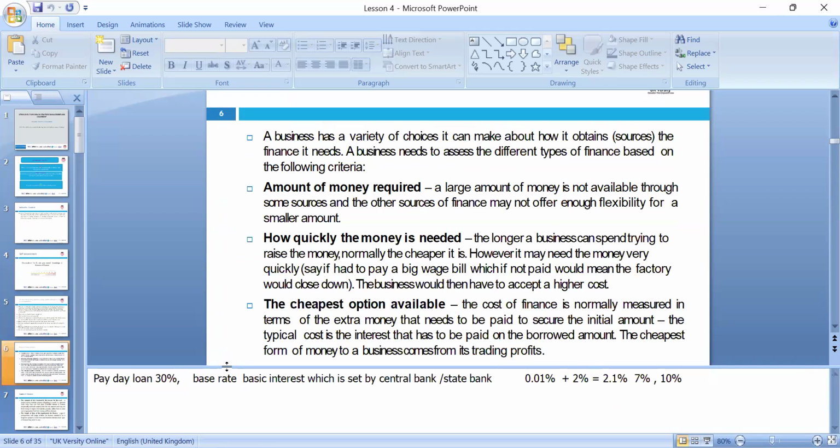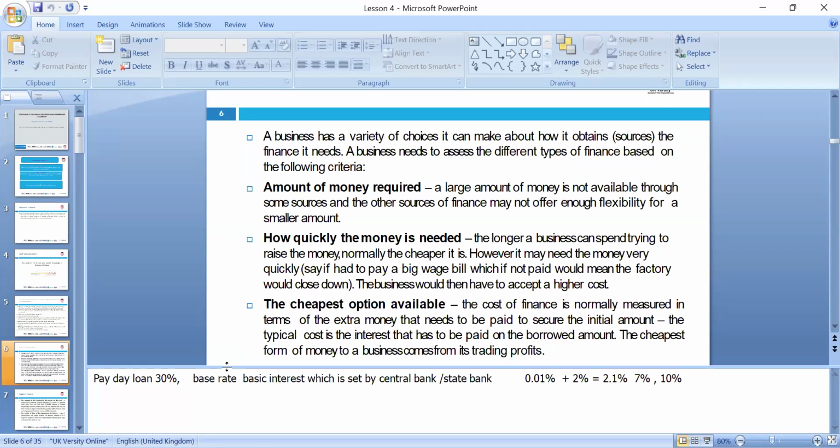Okay, so a business has a variety of choices to make to obtain sources of finance, because it is always good to think about where the money will come from. Look at the levy from the government. Really, we need to look at how quickly the money is needed. Maybe if you get early money and the money is in your account, it costs you, because it's called opportunity cost. It's called present value, which we need to look at.